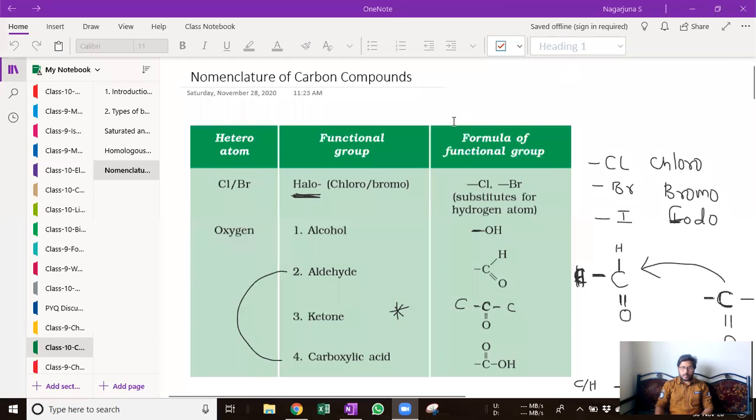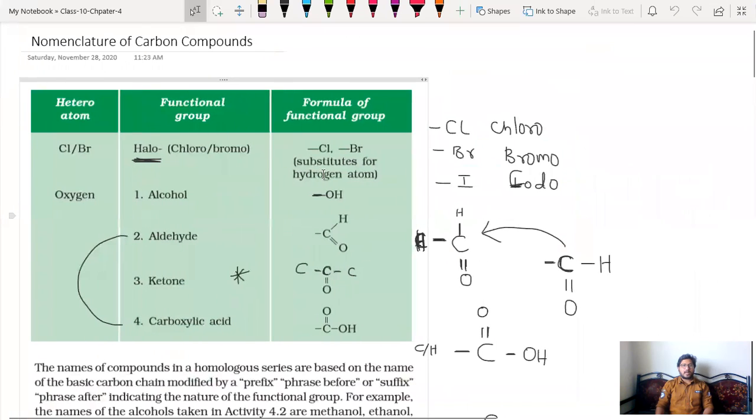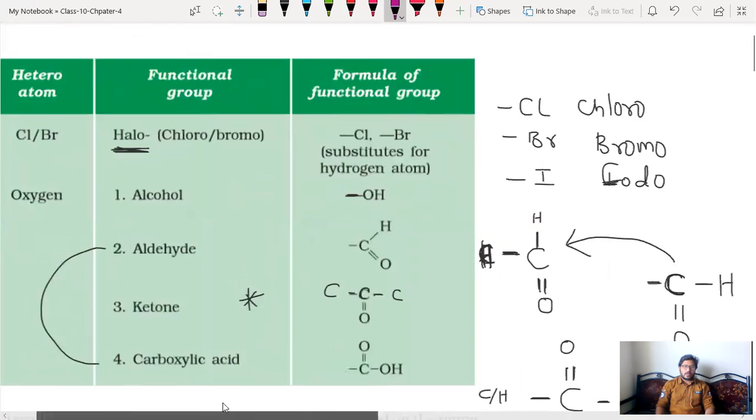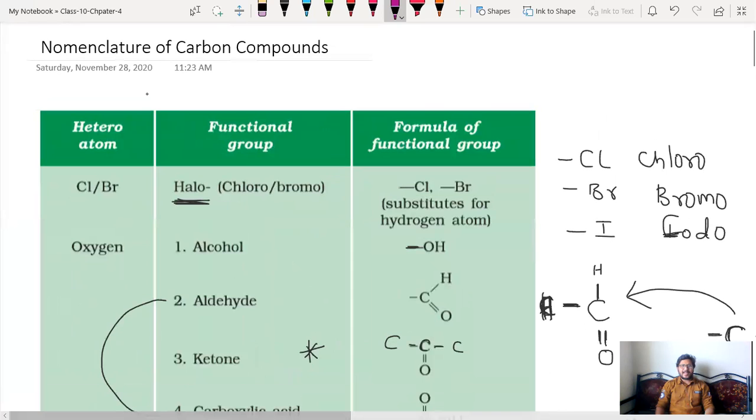So welcome back once again. We are in chapter carbon and its compounds, and we are in topic functional groups. And here if you observe, concept nomenclature. What is meant by nomenclature of carbon compounds? It is simple naming ceremony, right?